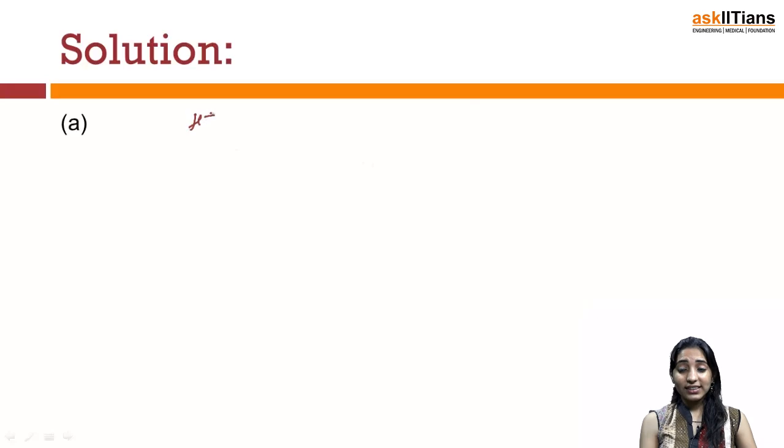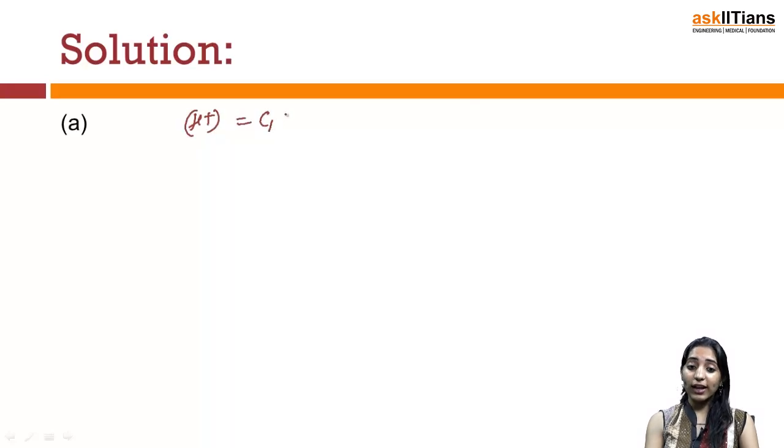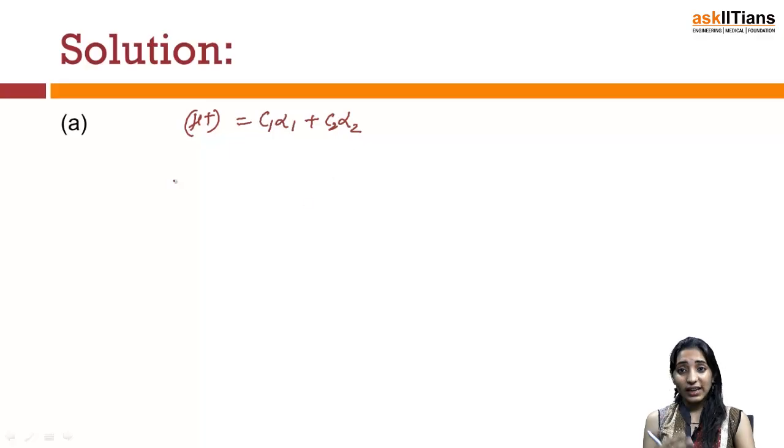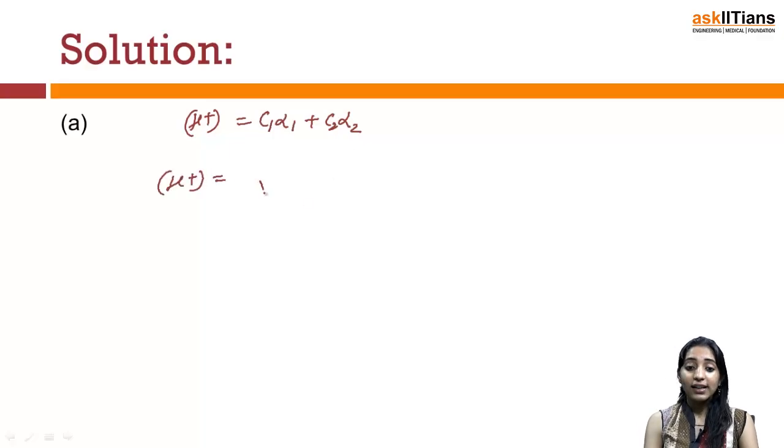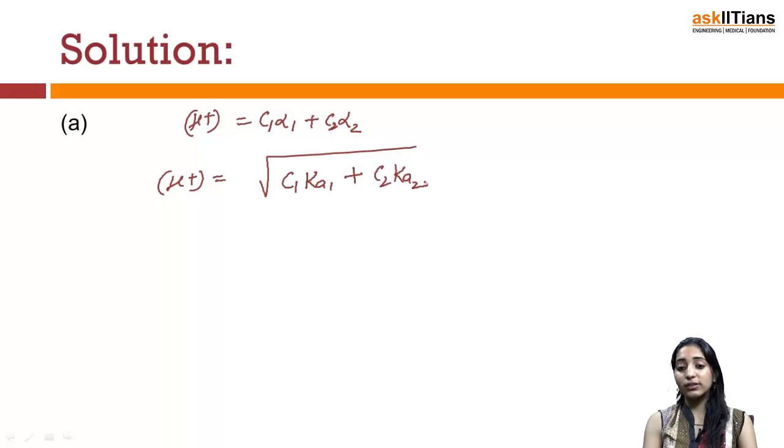But whatever we have considered in the earlier slides, the concentration of H positive is going to be the same. So this is C1 alpha 1 plus C2 alpha 2. Now we'll try to represent the concentration of H positive in terms of Ka1 and Ka2 which are given to us. I can say that H positive will be nothing but under root Ka1 into C1 plus under root C2 into Ka2, since we have derived this formula in the earlier slides. Now using this, we have found that the value of H positive given to us is 2 into 10 to the power minus 3 molar.